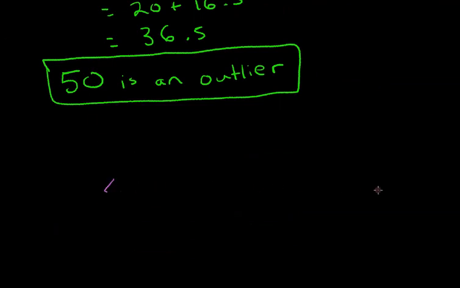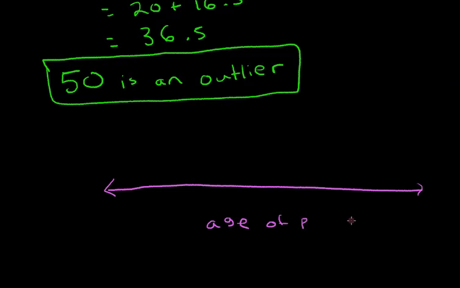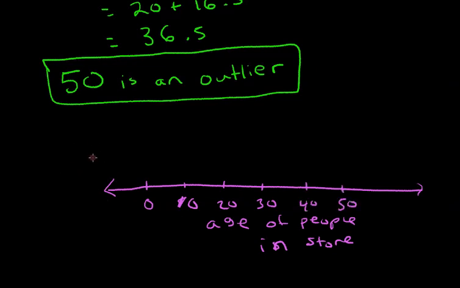All right, so lastly, now let's make our modified box plot. So first step in a box plot is do your x-axis. This stays the same. So down here we have the age of people in the store. Okay, and we're going to go ahead and start at 0. Let's see, I'll count by tens. So 10, 20, 30, 40, 50.